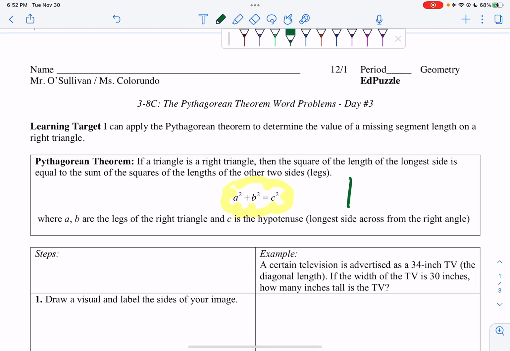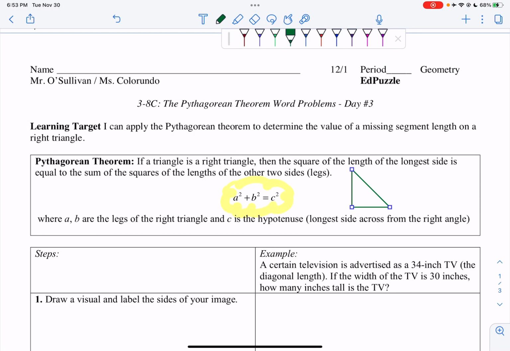I'm gonna make it a little nicer. Good, just making sure my microphone's on. I can draw my right angle, and then I can label my sides. So I can do A, B, and C. Now remember that C is always across from that right angle.